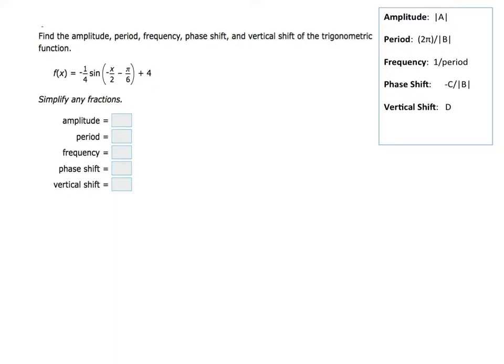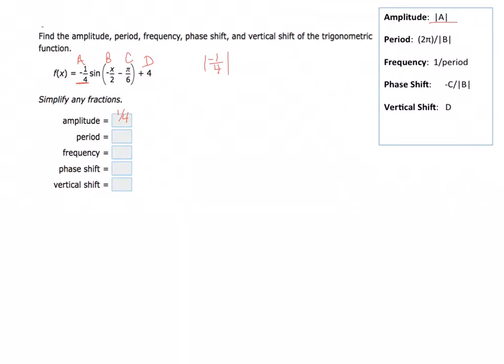Now remember, in your formula, here is your A, your B, your C, and your D. Maybe sometimes it helps to label each thing for quick reference. So let's start with amplitude. Amplitude is the absolute value of A. So here is your A. So if I want amplitude, I want absolute value of negative 1/4. So my amplitude in this problem is going to be positive 1/4. So no real sorcery there. That was just pretty easy to do.